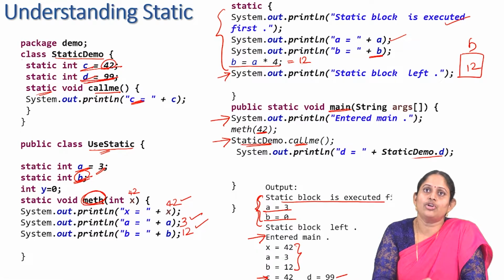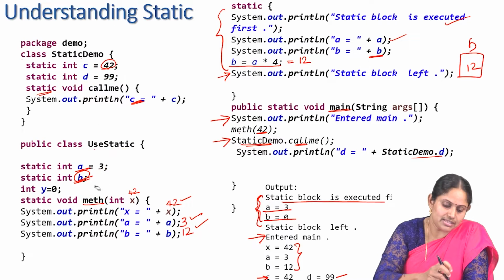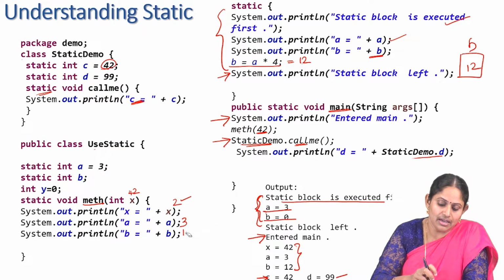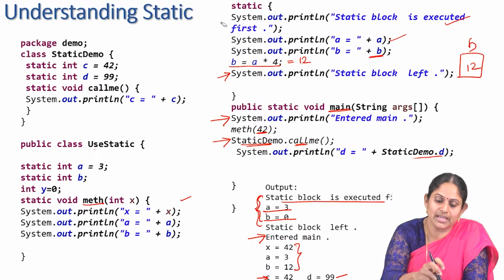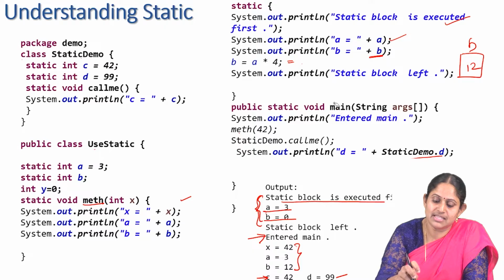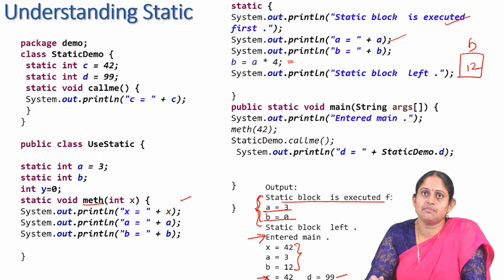So whenever we want to access any static member, we have to use the class name followed by the member name. And the static variables will always be a shared member of the classes. It is a shared member of the classes.